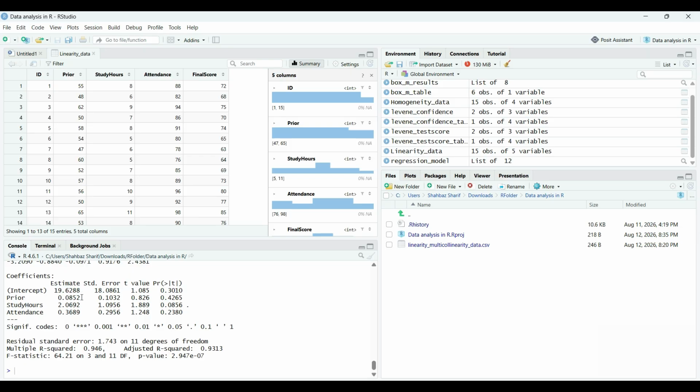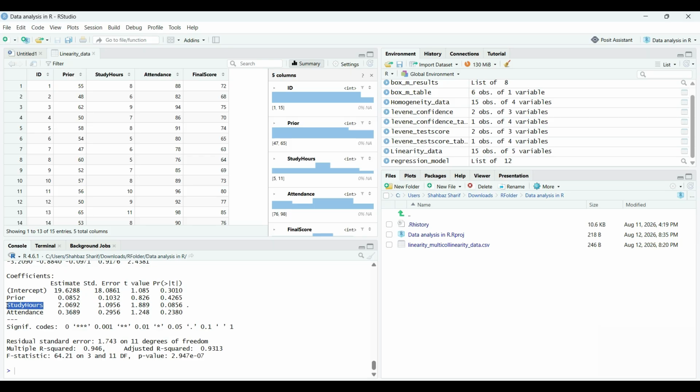The estimate value means beta value is 0.80852 and the t value is less than 1.96 and the p value is higher than 0.05. So it means the prior knowledge did not predict the final score. So it means prior knowledge has no significant impact on final score.